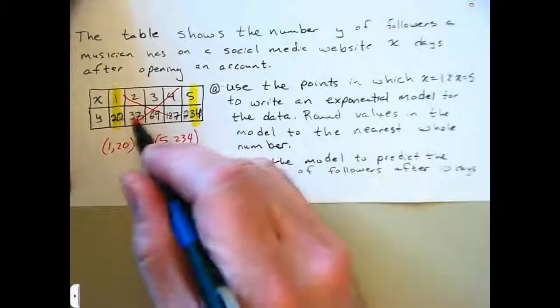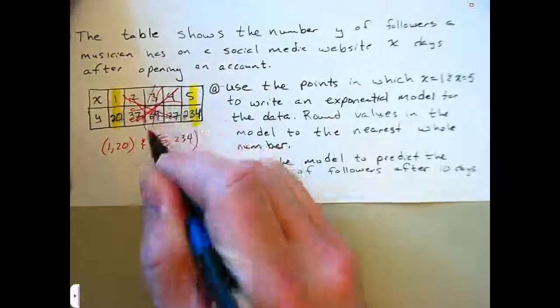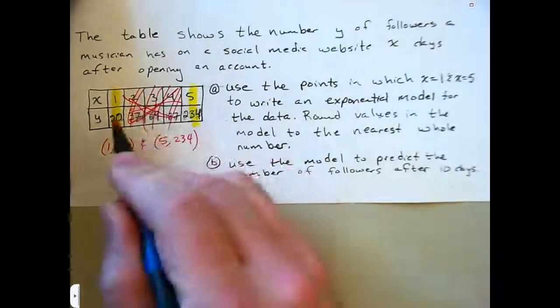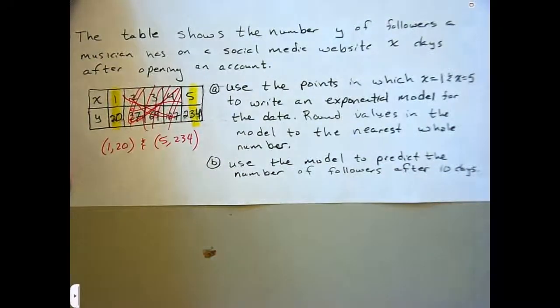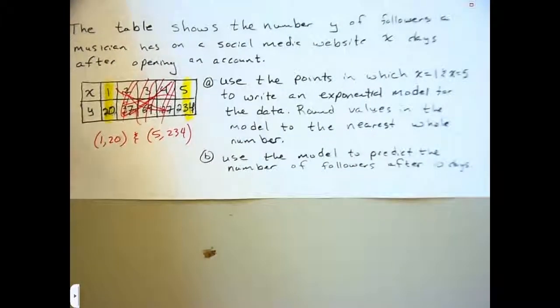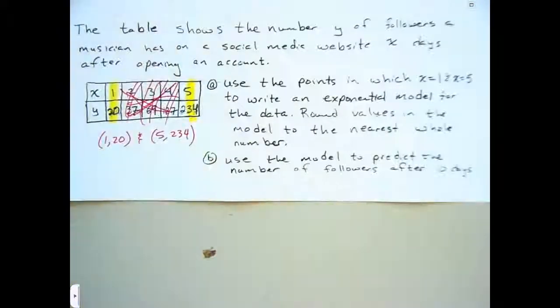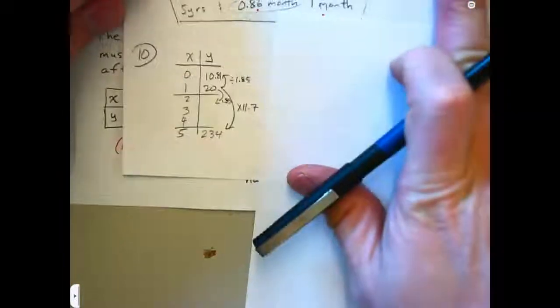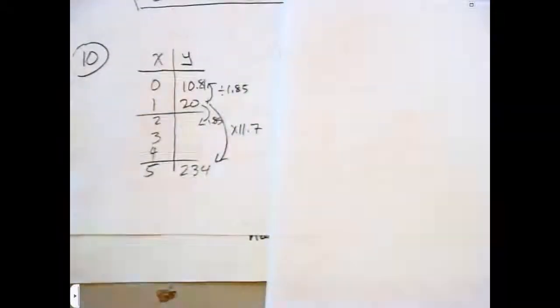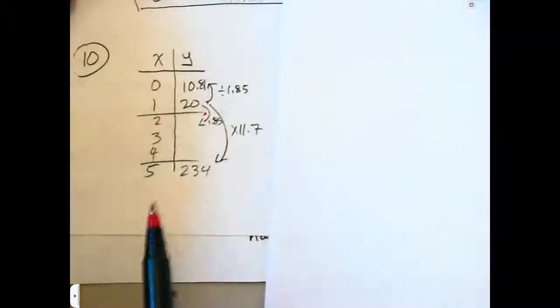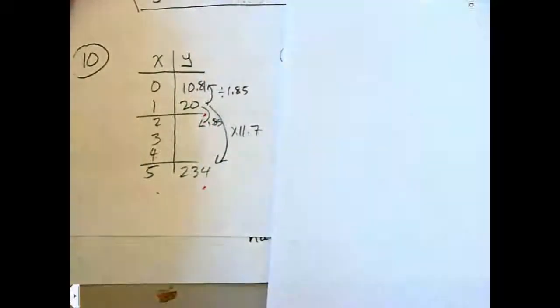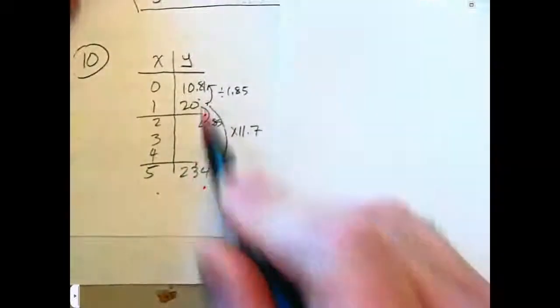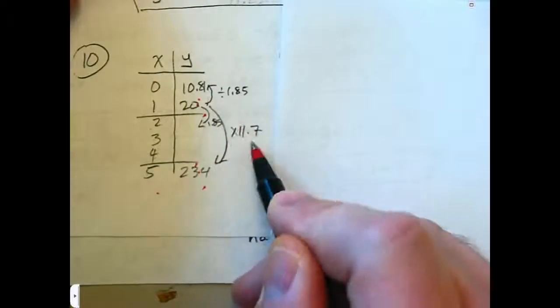Now, this is not an exact exponential model based on the data they gave us, but if you take 2 points, you could definitely write an exponential model for it. Okay? And so what I've done is I've gone through the way we talked about in class. There are multiple ways. I showed work on some of the other ones, but this one, I just took the 1 and 20, put it into a table. The 5 and 234, put it into the table. It said the common ratio, 234 divided by 20, is 11.7.